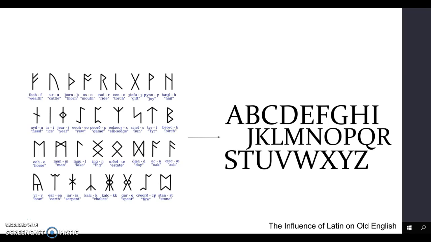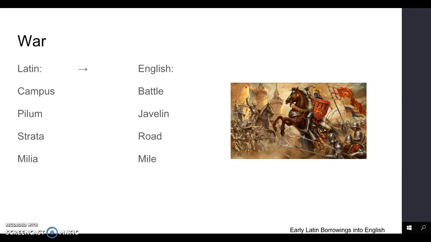This first period of Latin borrowing was mainly about household items and warfare. There were many words relating to war that were incorporated from Latin into English during this first period. The Latin word campus became the English word battle. The Latin word pilum became the English word javelin. Strata became road, and milia became mile.